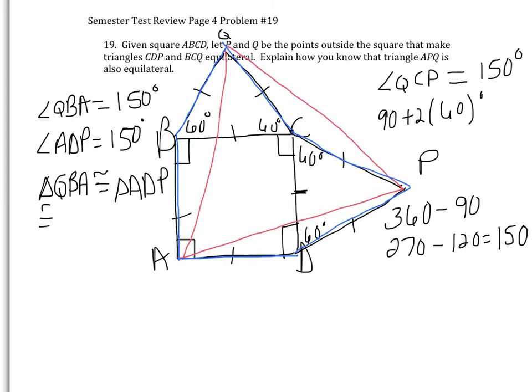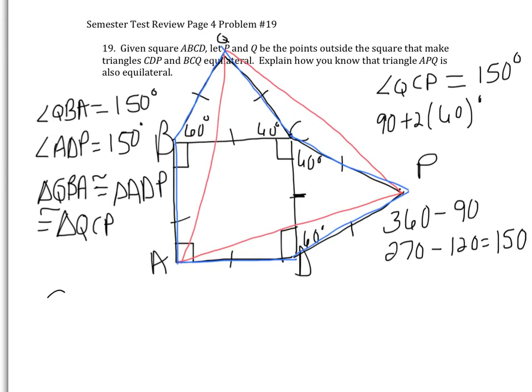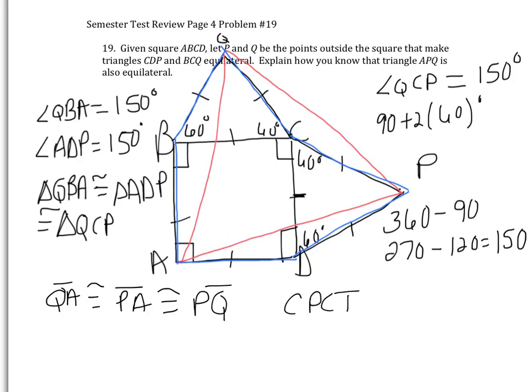So I can add to my congruent statements over here that triangle QCP is also congruent to the other 2 triangles. If all 3 triangles are congruent, then I know by CPCTC that QA is congruent to PA is congruent to PQ by CPCTC, which makes triangle APQ equilateral.